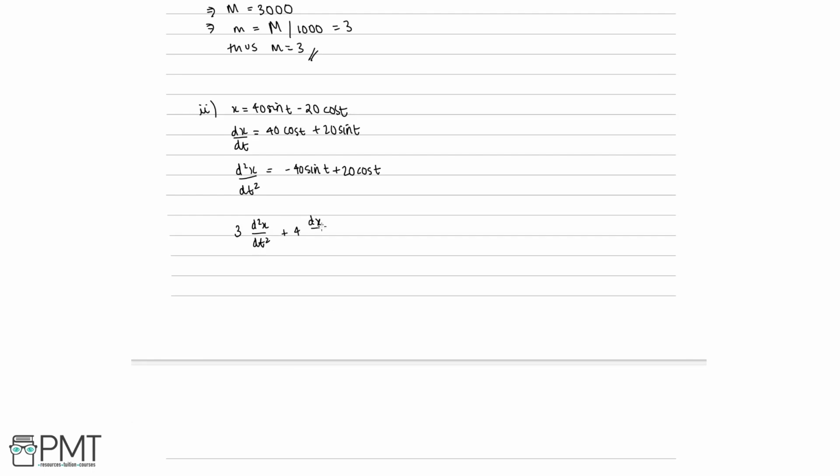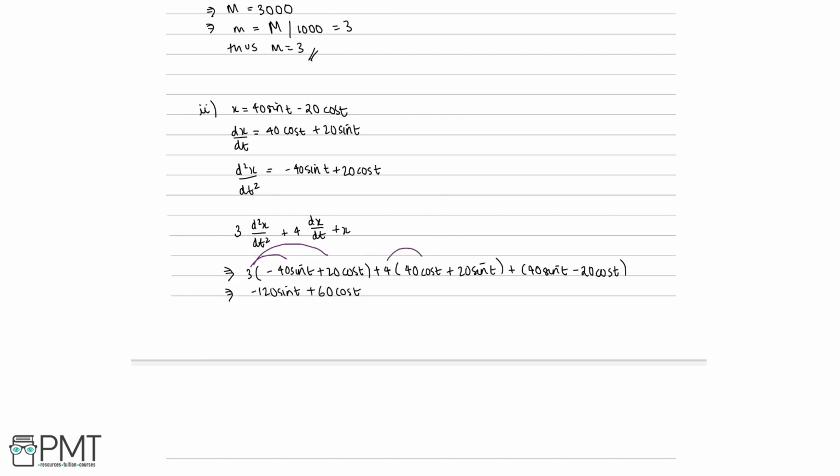the derivative of x plus x. Let's substitute our values. We have 3 multiplied by (−40 sin t + 20 cos t), plus 4 multiplied by (40 cos t + 20 sin t), plus x, which is 40 sin t − 20 cos t. 3 multiplied by −40 is −120 sin t, and 3 multiplied by 20 is 60, so we have 60 cos t. 4 multiplied by 40 is 160, so we have 160 cos t. 4 multiplied by 20 is 80, so we have plus 80 sin t. And then we add 40 sin t − 20 cos t.